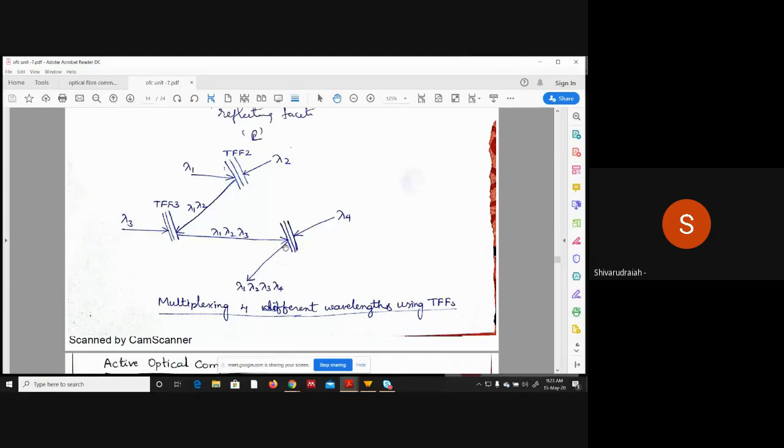So at the exit point, you will have lambda 1, 2, 3 as reflected wavelengths and lambda 4, which is a transmitted wavelength. So a combination of lambda 1, 2, 3 and 4. So this is how we can multiplex 4 wavelength signals, lambda 1, 2, 3 and 4, using 3 thin film filters. Okay.